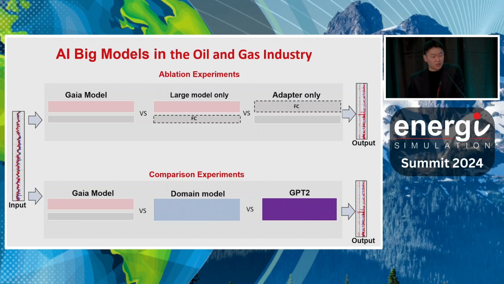So the purpose of this test is to validate the significance or the contributions of these two modules in our Gaia model. And in the second test, we compare our Gaia model with the domain model and GPT-2. The domain model is a well-accepted small model for predicting the well log. And GPT-2 is an open source big model usually used for validating the performance of a big model. So how about the results of the test?